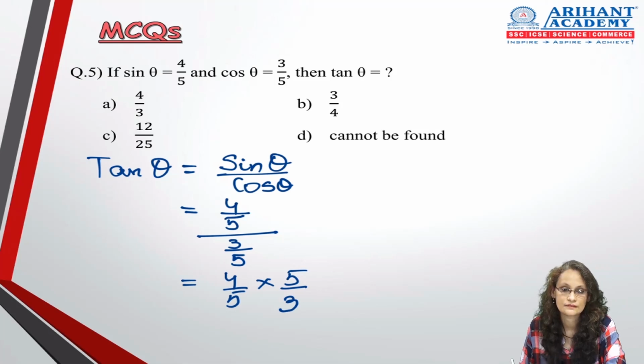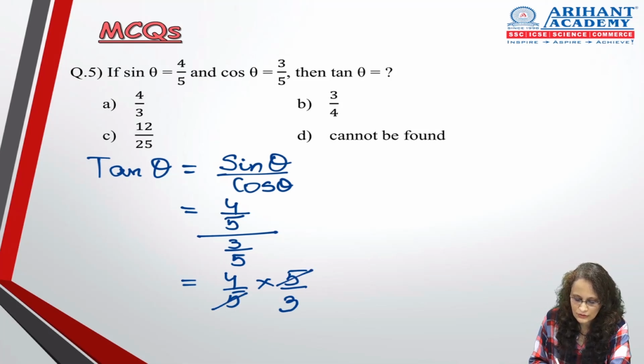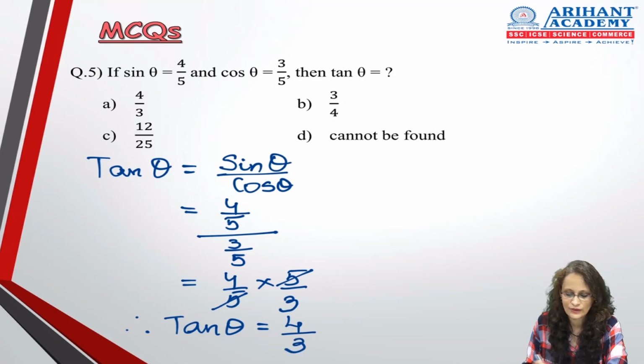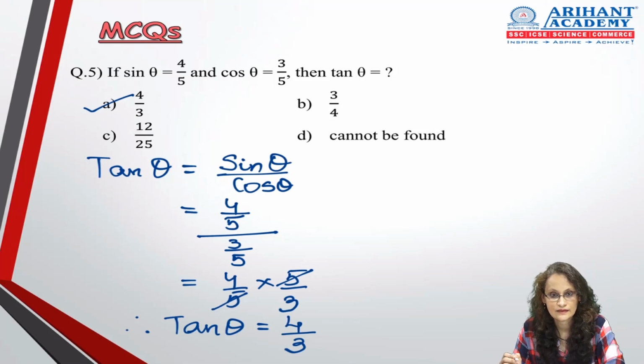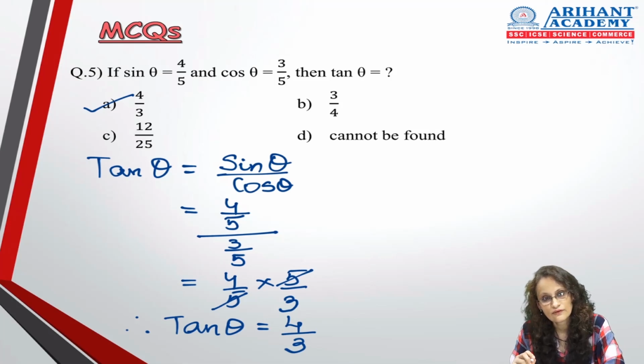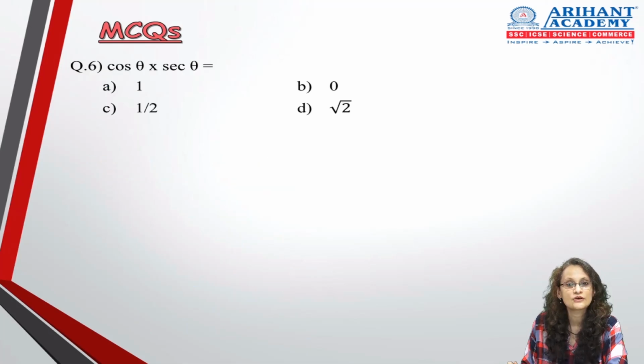Alright? Are we clear? Now in the next step, 5 and 5 will cancel, so I will get my answer as, therefore tan theta is equal to 4 upon 3, which very clearly you can see is your option A. Easy na? Just put the formula, substitute, simplify, and you get the answer. Alright? Let me take one more MCQ.